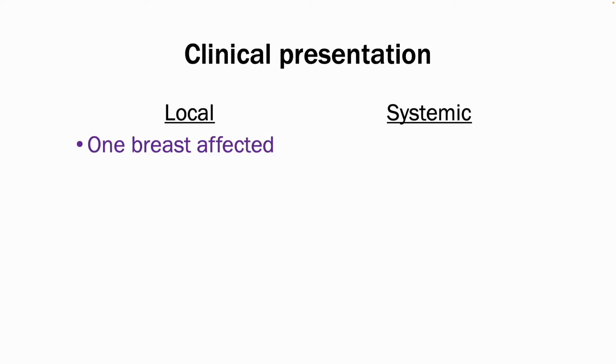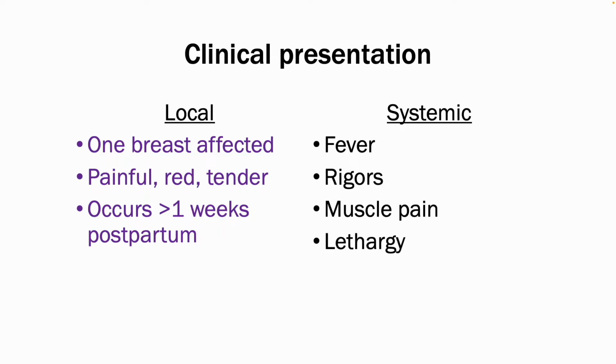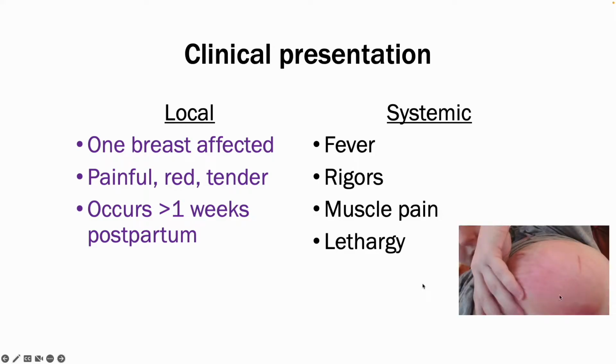The clinical presentation divides into local and systemic symptoms. Some of the key local features are the fact that one breast is affected, which is painful, red and tender, and the symptoms occur a week after giving birth. And some of the systemic symptoms include fever, rigors, and muscle pain and lethargy. And here you have an example of what a breast with mastitis looks like. So you can see quite a lot of erythema and swelling of the breast tissue.